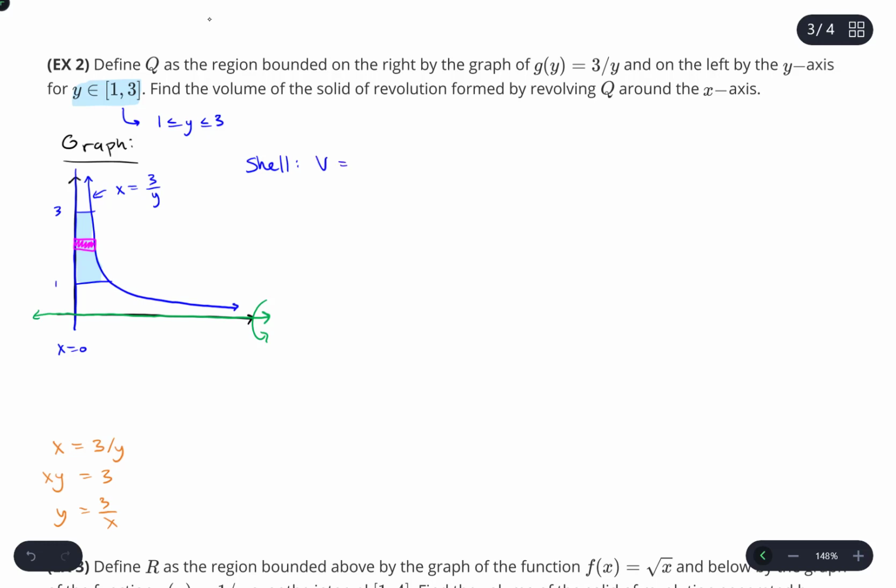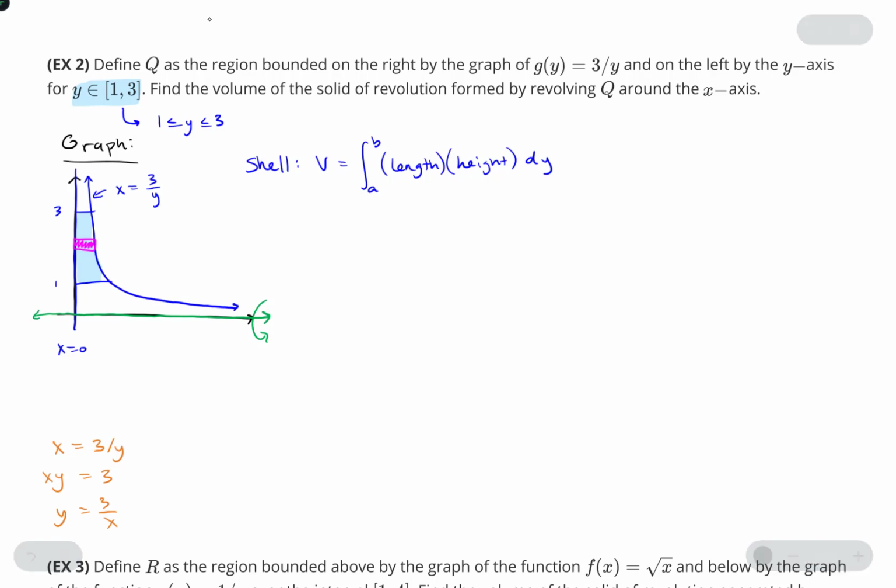All right, so the shell method looks like this. The integral from a to b of the length of one general shell times the height of that shell times, and in this case I've chosen horizontal rectangles, so it will be dy for the width. Okay, so let's fill in the details here. Since this variable is y, then my endpoints of integration are functions of y. So I'm integrating from y equals 1 to y equals 3. So that's already set forth pretty easily for us.